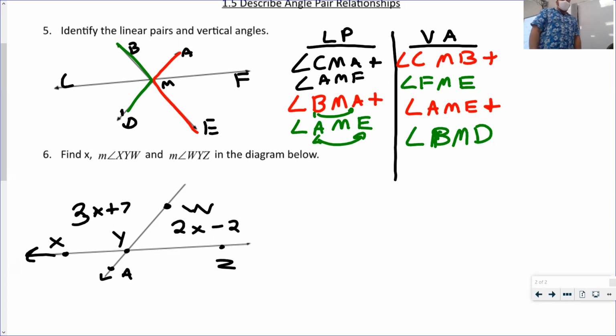Any questions on them? Wait, what's a vertex again? The middle of the angle. So like if you put your finger like this, the little gap right here. So the vertex for all these angles is M. In the next question, the vertex is Y, because that's the middle of the triangle.